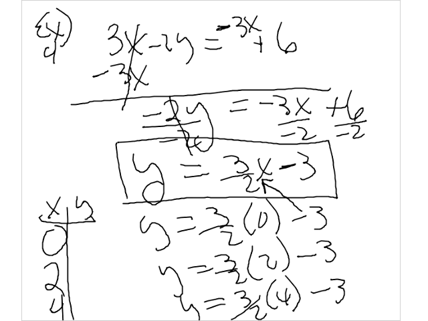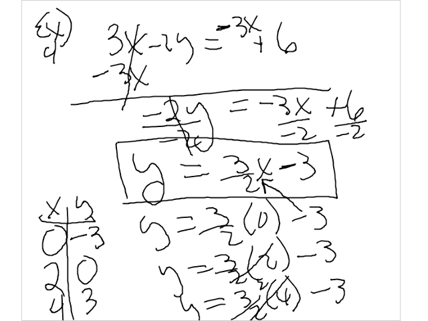And I think we can talk our way through these. 3/2 of 0 is 0, so y equals negative 3. Okay. 3/2 of 2, the 2's cancel, and 3 minus 3 is 0. So when x equals 2, y equals 0. And when x equals 4, 4 over 2 cancels and leaves us a 2 on top. 3 times 2 is 6, and 6 take away 3 is 3. So we're going to plot (0, -3), (2, 0), and (4, 3). And ideally, they will fall on the same line.